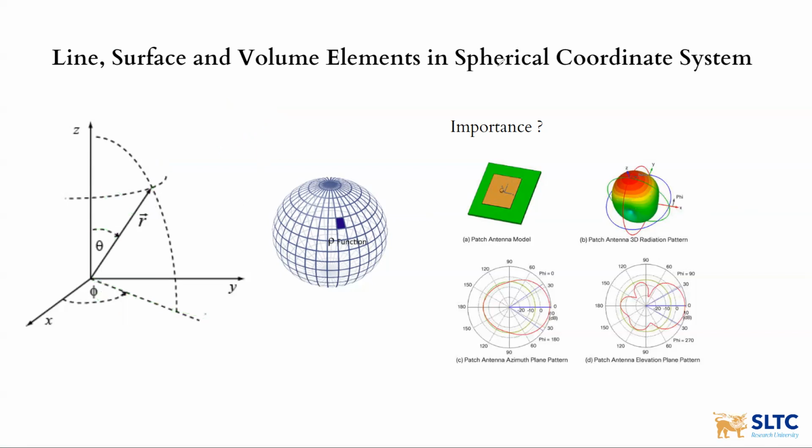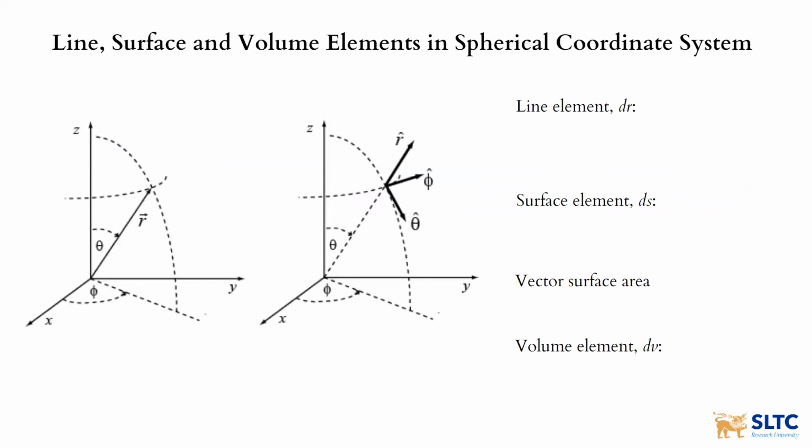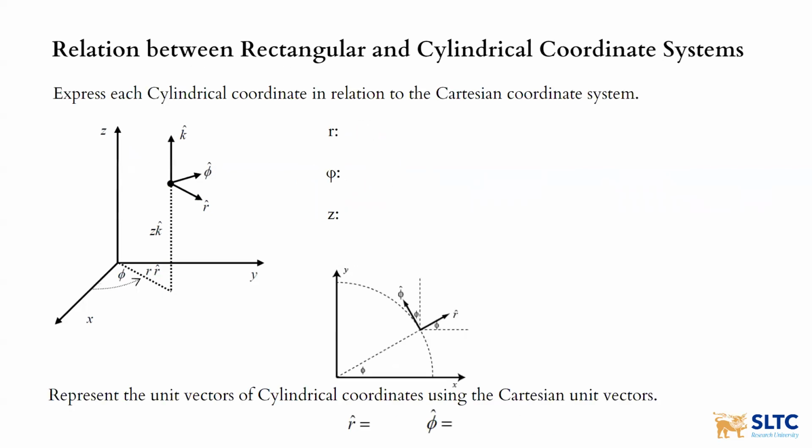So basically, spherical coordinate systems are defined using these three parameters. So we can define line elements, surface elements, vector surface areas, and volume elements for the spherical coordinate systems as well. I think I will do that in the next class. Since we were talking about cylindrical coordinate systems, I will try to explain a little bit further about these contents.